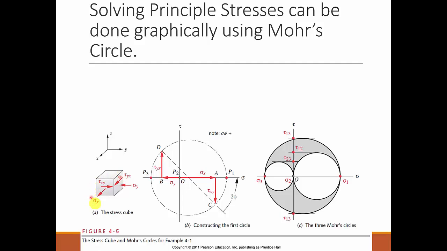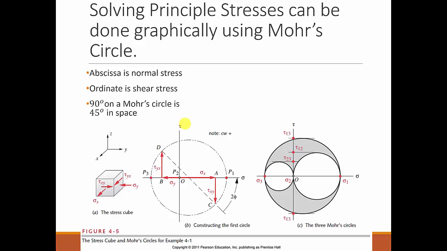First, we have our stress cube, or our stress tensor. And we recognize in this stress tensor we do not have anything in the z direction. So there are 3 of the components that are missing. And so what we're going to do is let the abscissa be the normal stress. That's what you think of as the x-axis. The ordinate is the shear stress, or what we'd call the y-axis sometimes. And 90 degrees on a Mohr's circle is really only 45 degrees in space. That's kind of the trick of the whole procedure, is this recognition.